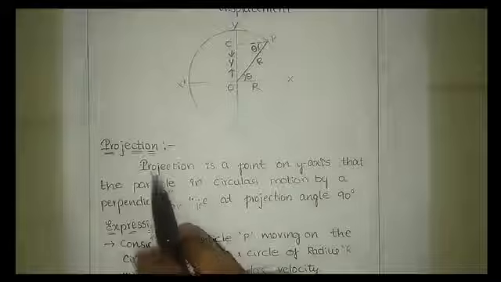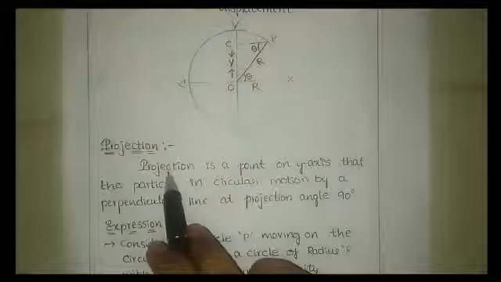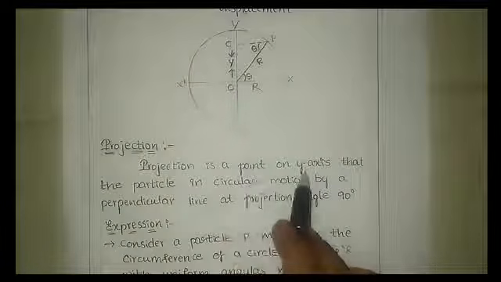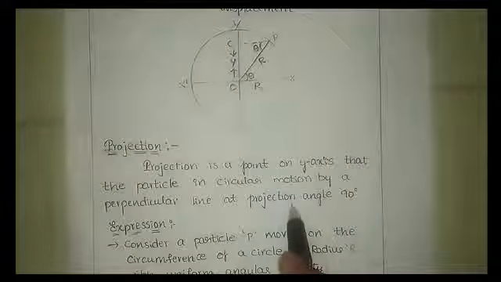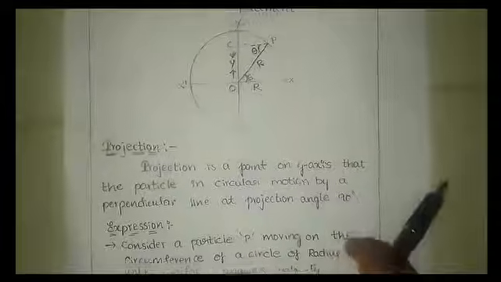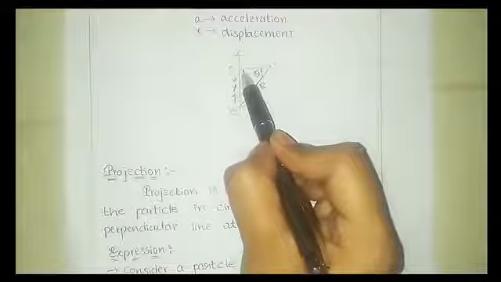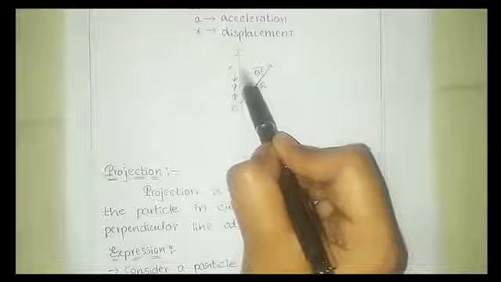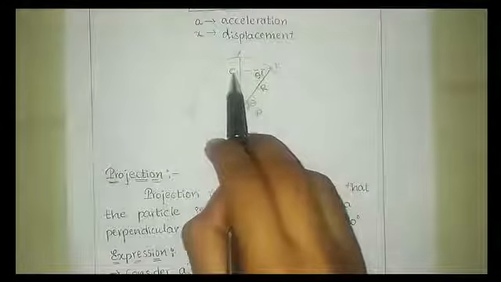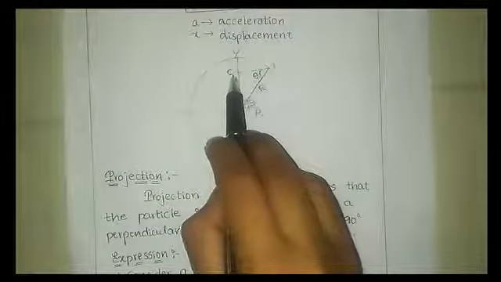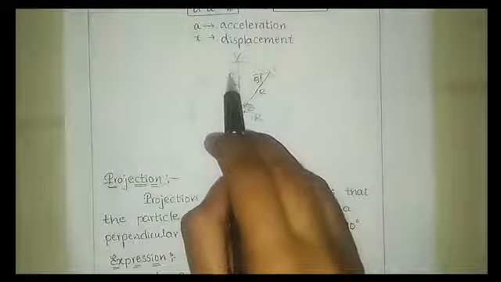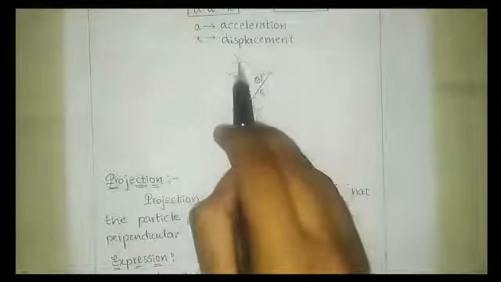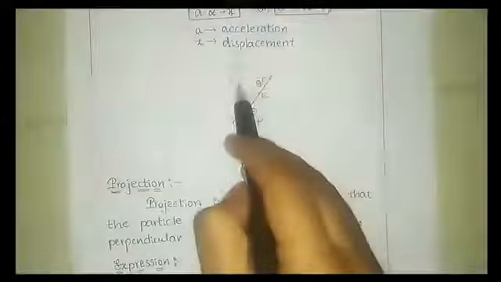First of all, we have to define what is meant by projection. Projection is a point on the y-axis that the particle in circular motion makes by a perpendicular line at projection angle 90. So, here the projection is at C, 90 degrees. We have to prove that C, the projection, is in simple harmonic motion. The particle C, which is oscillating on the foot of the y-axis, is in simple harmonic motion.